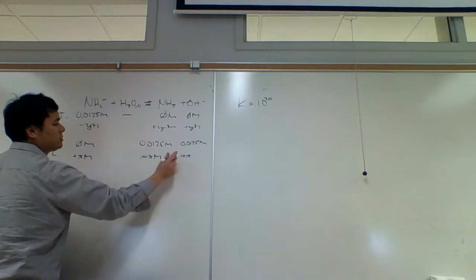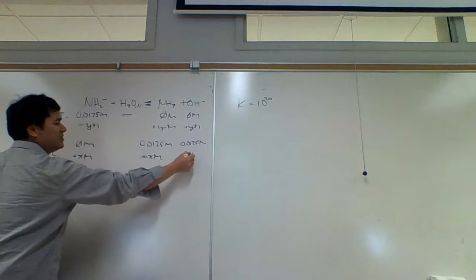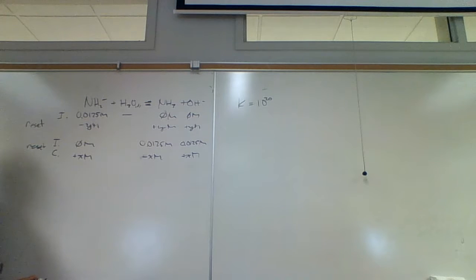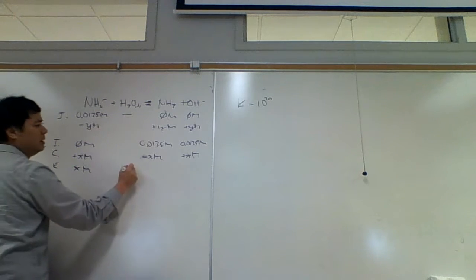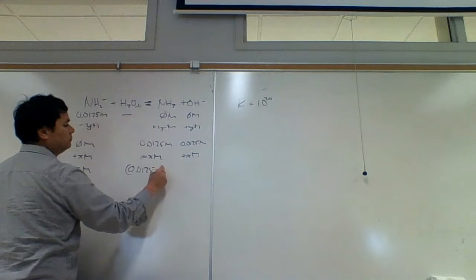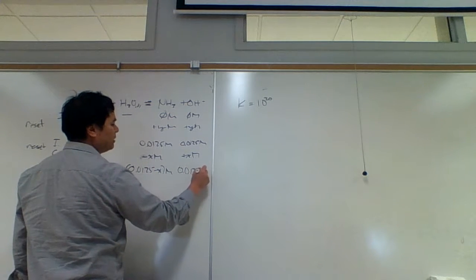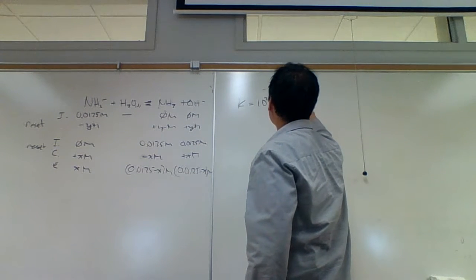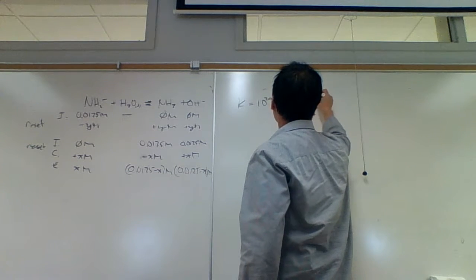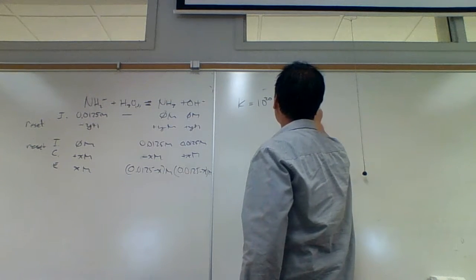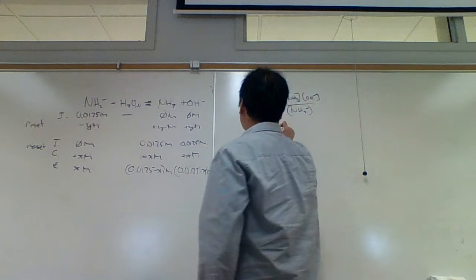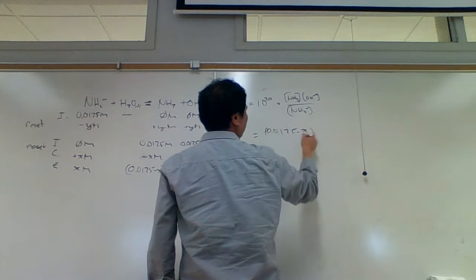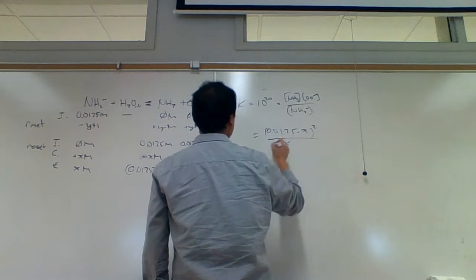So we're going to lose a little bit of this product. And we shouldn't lose much, right? Because it's 10 to the 20th. The ratio is 10 to the 20th to 1. So we should lose very little of the product to form a little bit of reactant. And so we're going to end up with X molar, 0.0125 minus X molar, 0.0125 minus X molar. And so K is equal to the ammonia concentration times the hydroxide ion concentration divided by the amide concentration. So I'm going to get 0.0125 minus X times the same thing, so I'll just square it, divided by X.